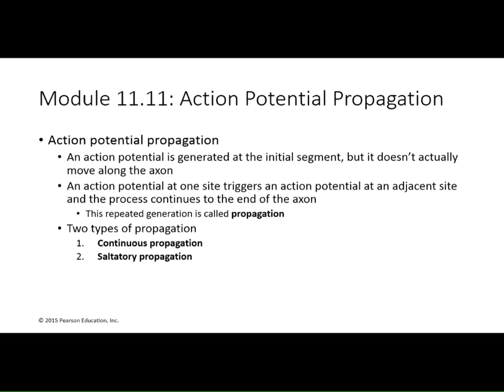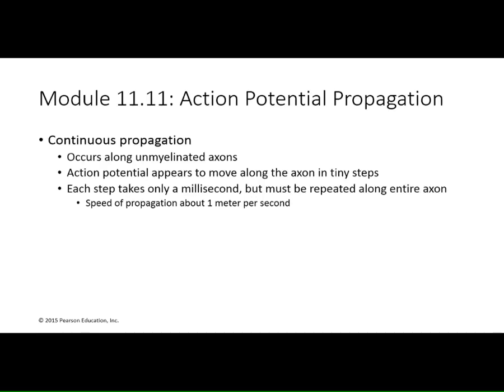One, continuous. Two, saltatory. Continuous propagation is what happens when there is no myelin. Okay, so right next to continuous, write unmyelinated. Next to the word saltatory, write the word myelinated. Okay, so continuous, unmyelinated, it'll be on the next slide. Saltatory is myelinated. Anyone recall what myelin is?